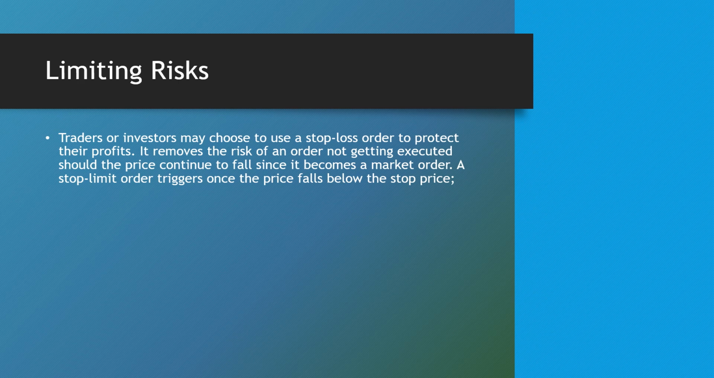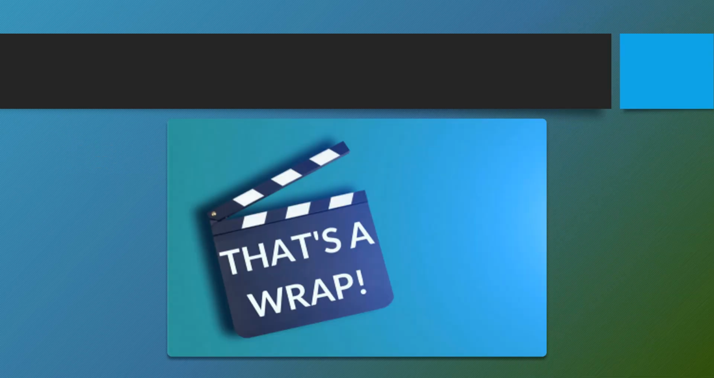Traders or investors may choose to use a stop loss to protect their profits. It removes the risk of an order not getting executed. You can also use a stop loss to protect your profits. So say Apple was moving at 101, 102, 103. You could move your stop loss from $98 up to 103. That means if Apple fell below that 103, it would close out your position. Well, at 103, when it closed your position, you had made $3 per share, or you had made yourself $1,500.